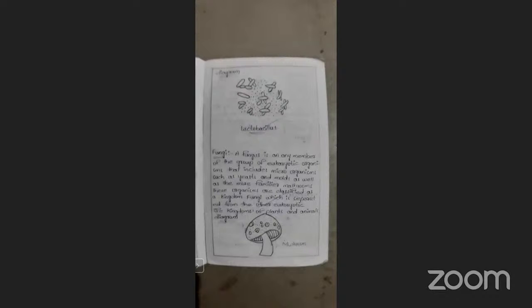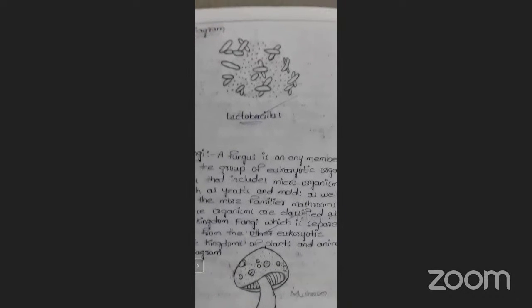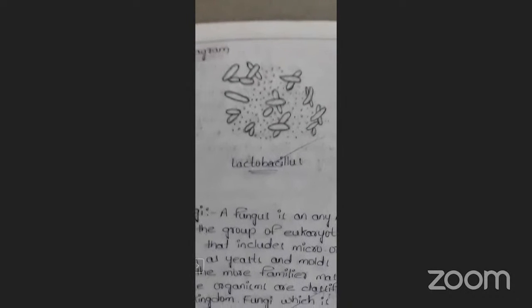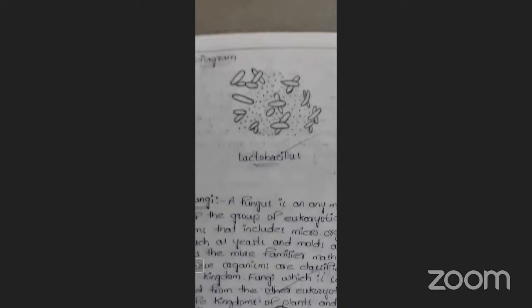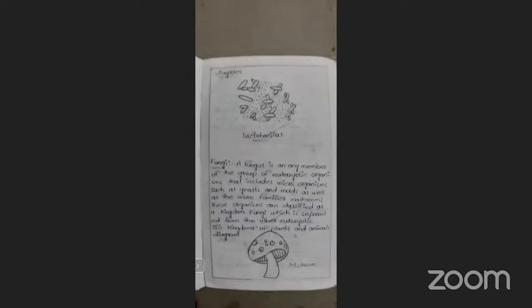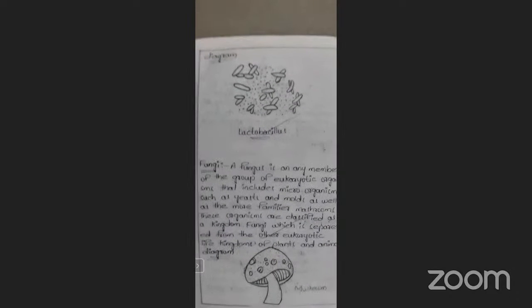Here we have many bacteria. You can take any bacteria and draw. Here the lactobacillus bacteria is there. You are very familiar with this. Milk turns to curd because of these lactobacillus bacteria. So here is the lactobacillus bacteria diagram, which this particular student has drawn.